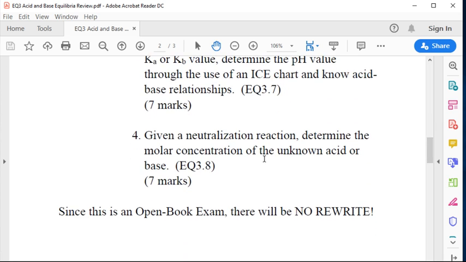And then lastly, the last thing we did, given a neutralization reaction, determine the molar concentration of the unknown acid or base. So it's kind of a 3-step process. You'll be given information involving a titration. So you'll know the amount of the liters and the concentration of either the acid or base. Then, of course, using stoichiometry, using C equals n over V, you should be able to figure out everything that you need to do there for that 3 steps.